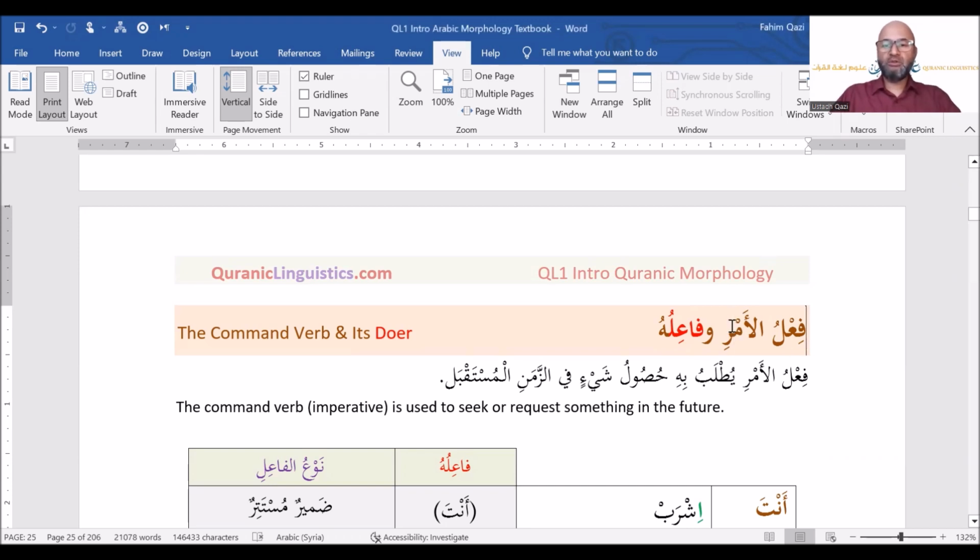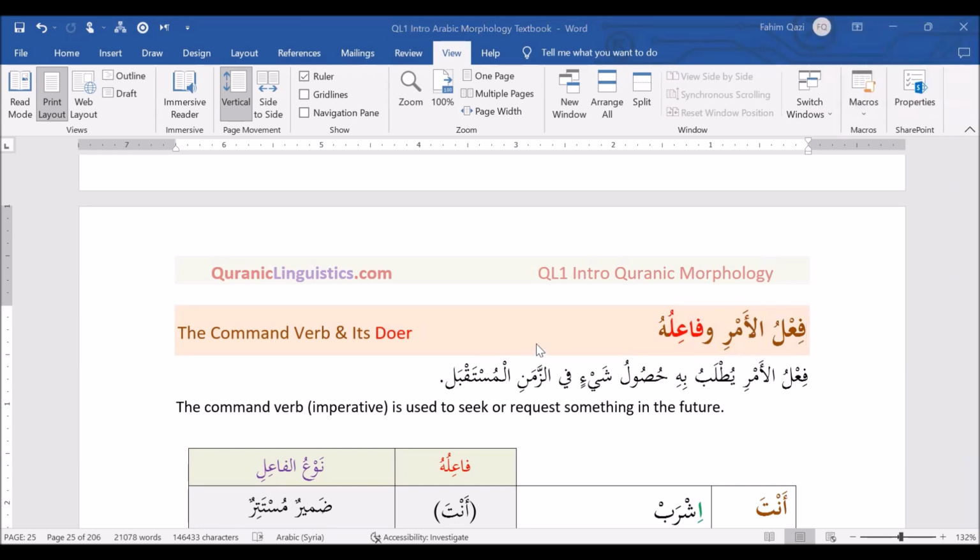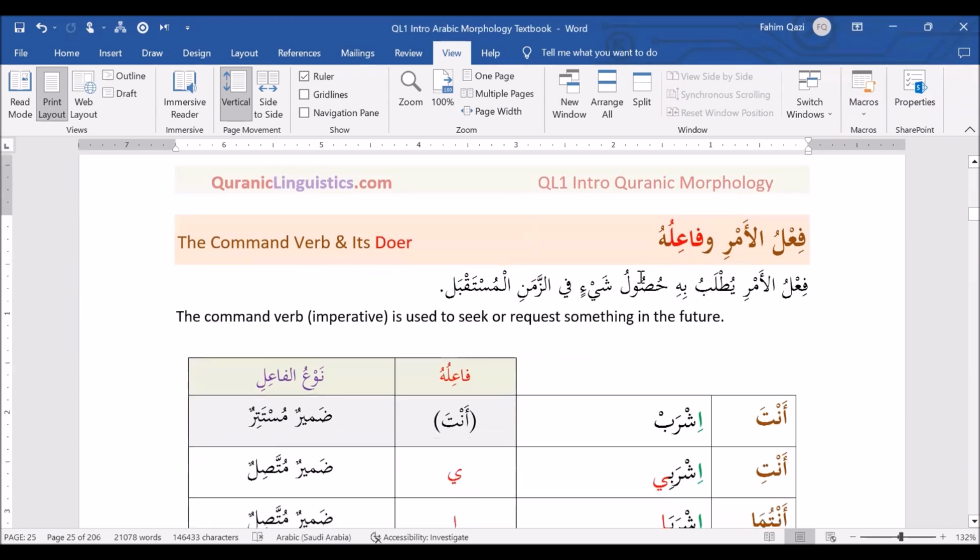Let's talk about فعل الأمر وفاعله, the command verb and its doer. First of all, what is the command verb? The command verb is the third type of verb in the Arabic language. There are only three types: the past, al-madi, the present, al-mudari, and fi'l al-amr, the command verb.